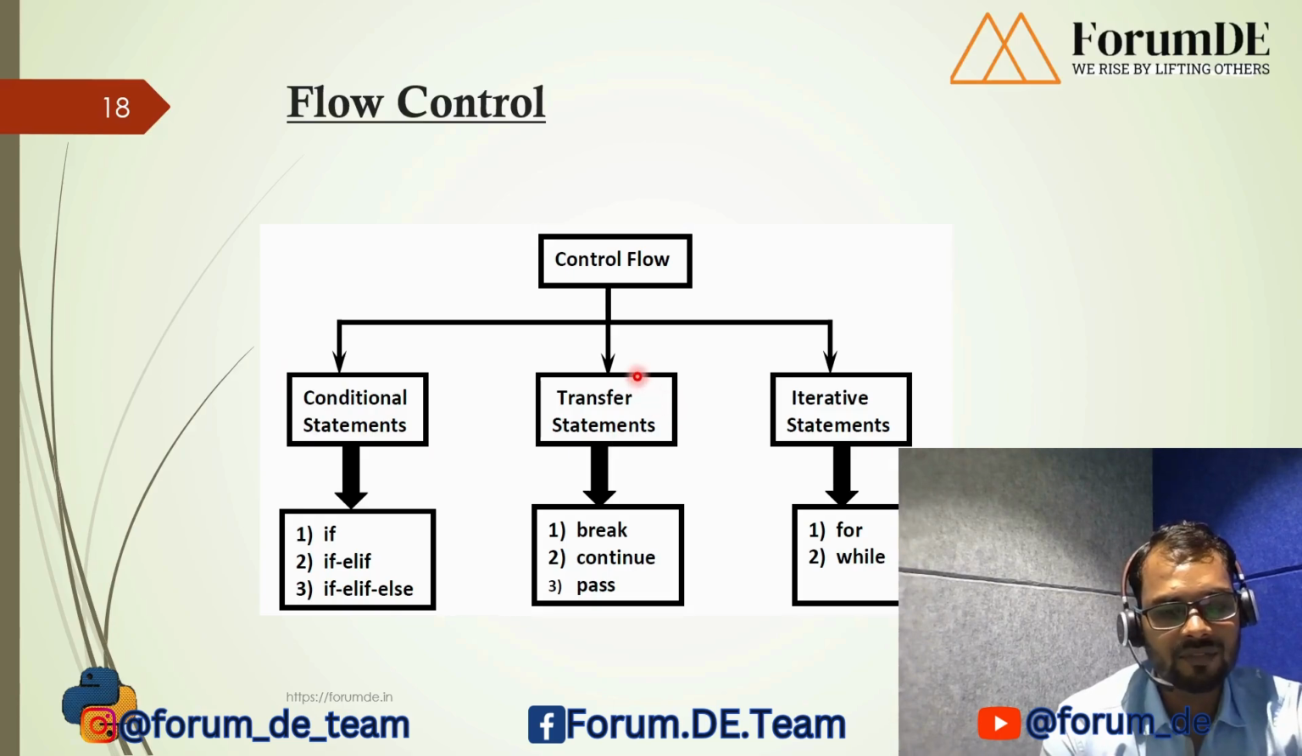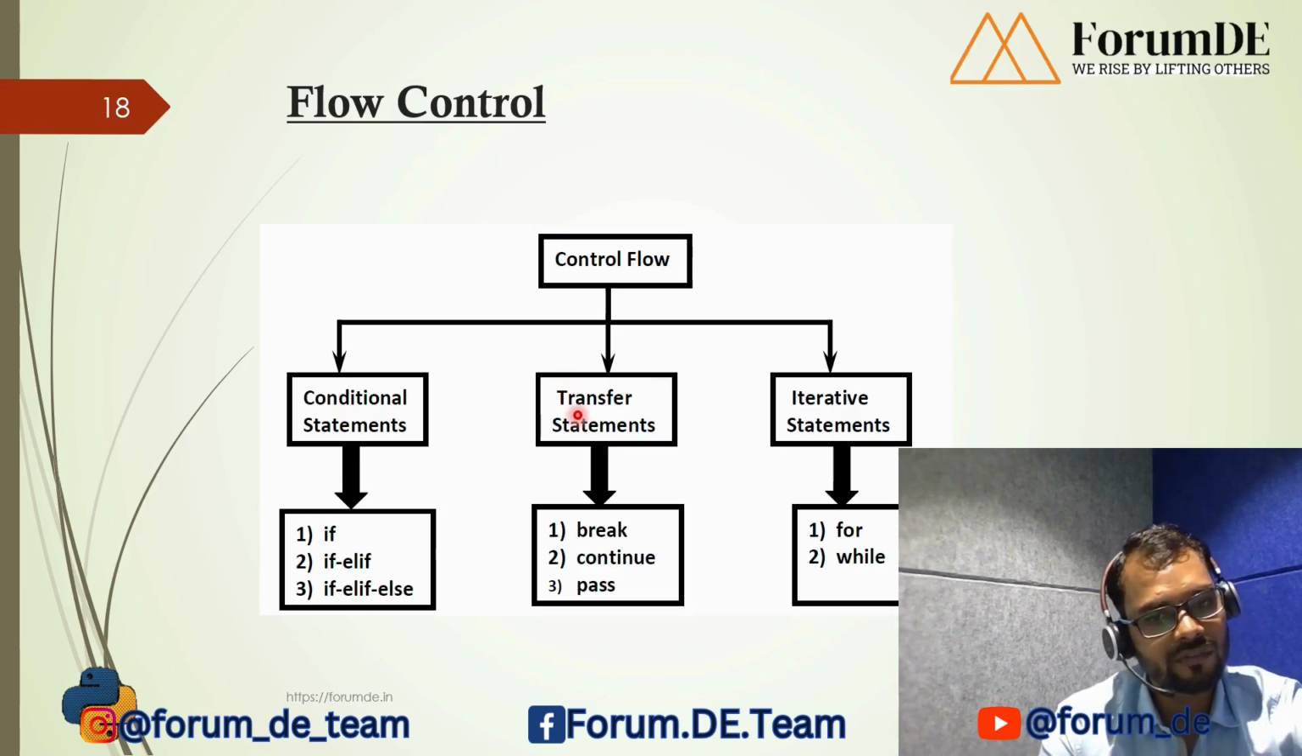Sometimes you have to use break, continue and pass, a kind of transfer statement. So there are three types of control flow. Control flow is nothing but a way to change how a piece of code is executed. So how are we going to change that? There are three ways: first is the conditional statement, second is the transfer statement, and third is the iterative statement. With the help of these three ways we can do that.